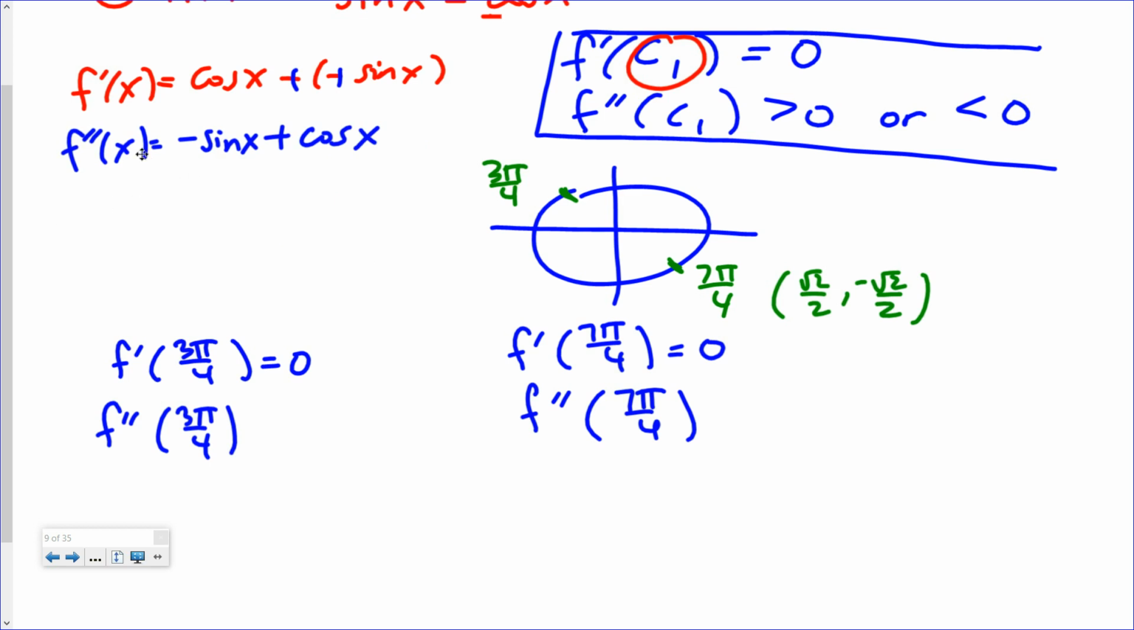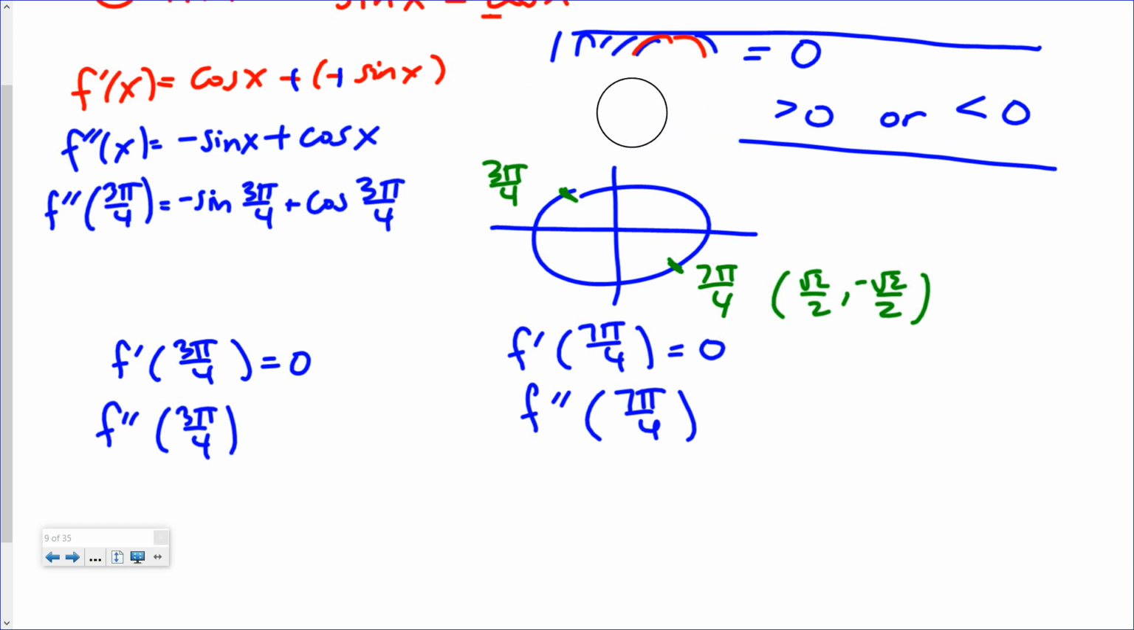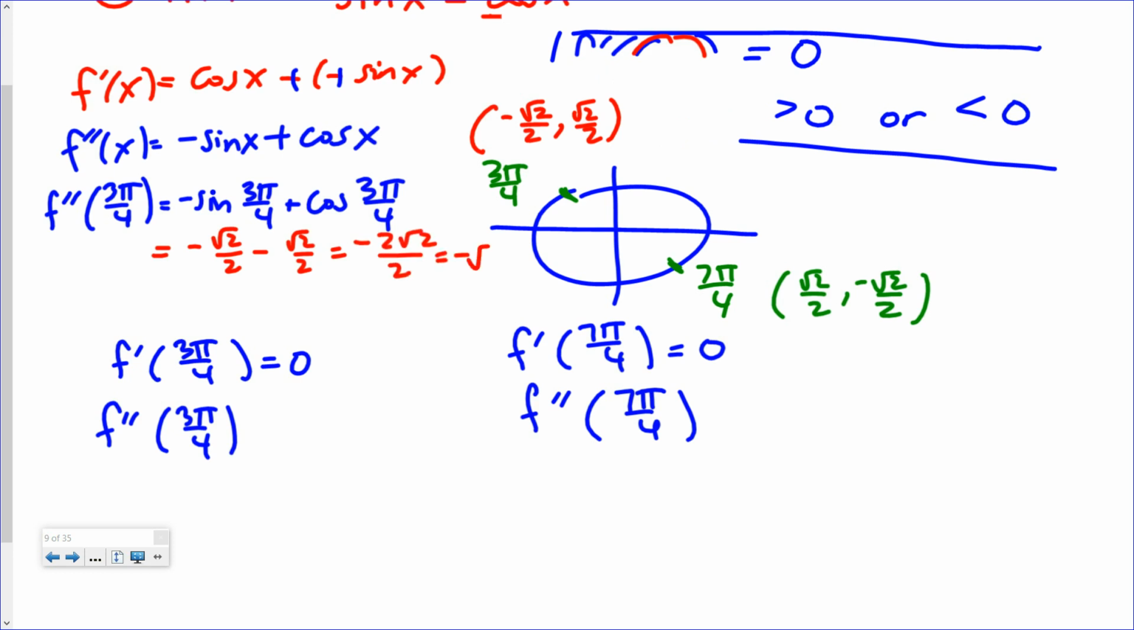Okay, so I don't want the derivative of x, though. I want the second derivative at 3 pi over 4. So that's going to be negative sine of 3 pi over 4 plus the cosine of 3 pi over 4. Let me remind myself that at 3 pi over 4, the coordinates are negative square root of 2 over 2, comma, square root of 2 over 2. So when I plug this in, this will be negative square root of 2 over 2 plus negative square root of 2 over 2. There's a common denominator here, so I can add the numerators. So I have negative 2 square root of 2 over 2, which is equal to negative square root of 2. Is that good?